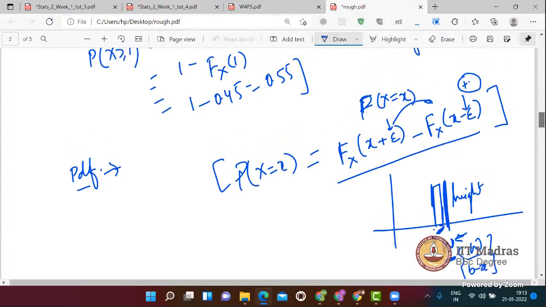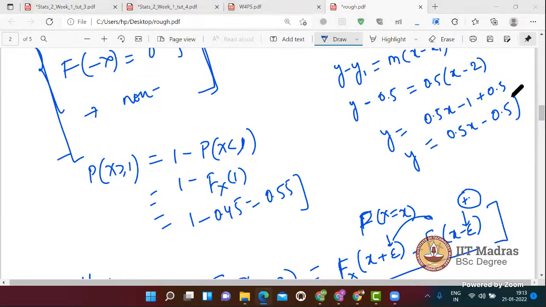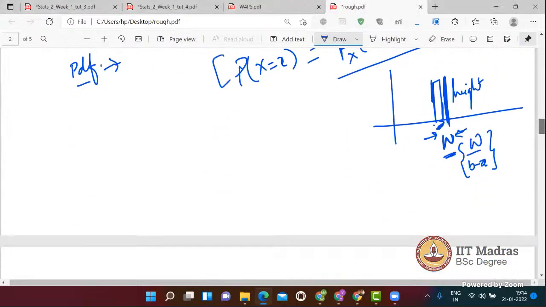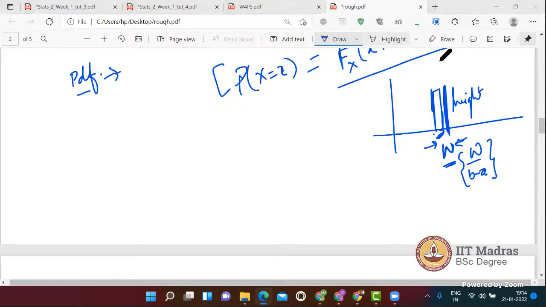The question is, sir, whether we can use this directly without going to the graph or making calculations. For discrete it is a PMF. Whether we can use this formula W upon b minus a for calculating any probability without going to the graph, because width is nothing. Without a graph you cannot calculate the width.